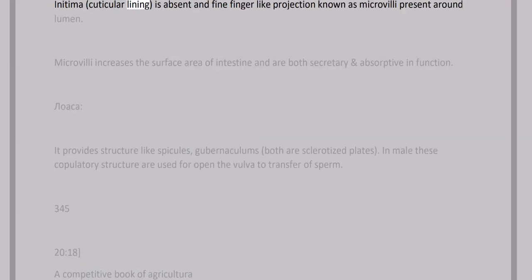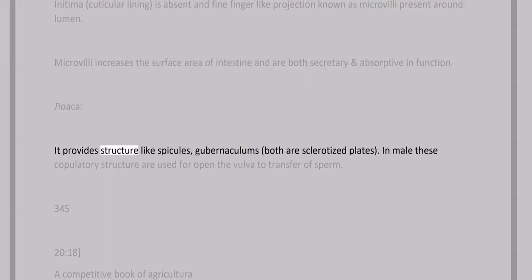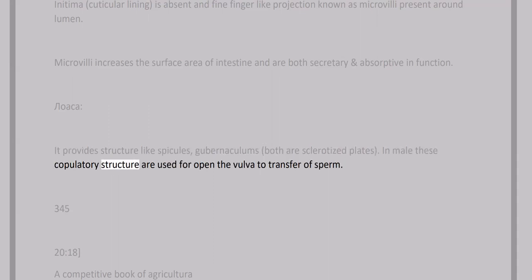Some terms of nematodes. In the intestine, the cuticular lining is absent and fine finger-like projections known as microvilli are present around the lumen. Microvilli increase the surface area of the intestine and are both secretory and absorptive in function. Spicules and gubernaculum, both sclerotized plates, are copulatory structures in the male, used to open the vulva for transfer of sperm.